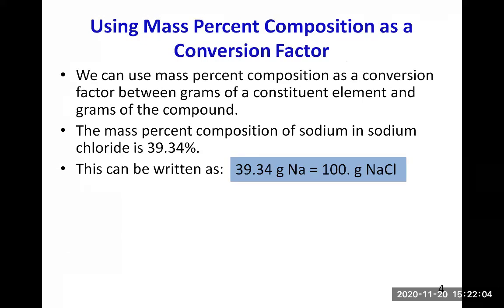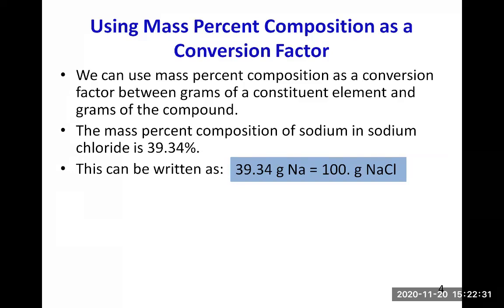39.34 grams of sodium are contained in 100 grams of NaCl, because it's a percentage, so it's always referring to 100% of the whole thing. And here the whole thing is the sodium chloride, the compound. The percentage that is given is the percentage of sodium. So that means it's the mass of sodium in 100 grams of the sodium chloride.